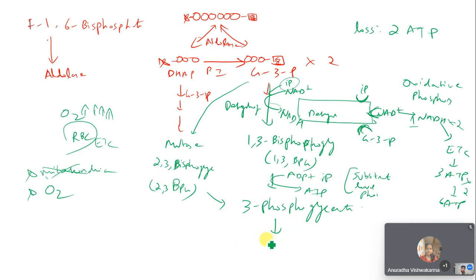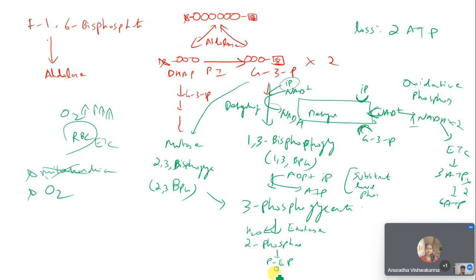Okay, what after 3-phosphoglycerate is the next product? 2-phosphoglycerate. What's the enzyme involved here? Enolase. And what is the product here? Water, right? Yes. From this 2-phosphoglycerate, what's the next compound? PEP, phosphoenol pyruvate.